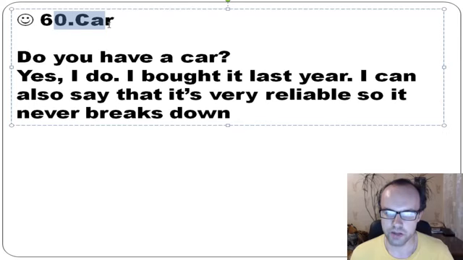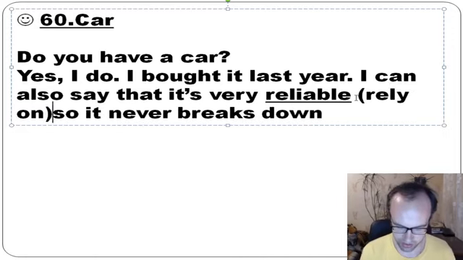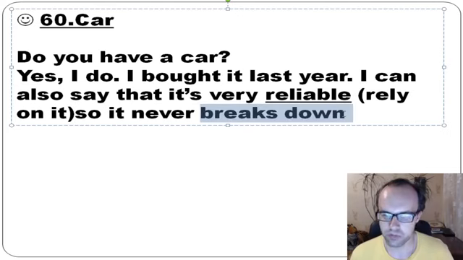Car. Do you have a car? So you can ask, do you have a car or have you got a car? Yes, I do. I bought it last year. I can also say that it's very reliable. So you can rely on it. So it never breaks down. So you don't have problems with it.